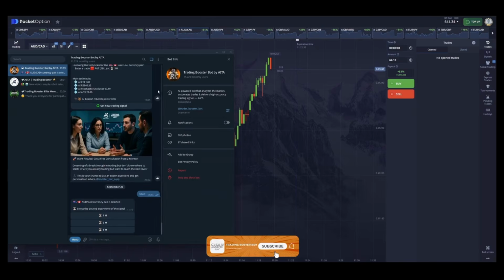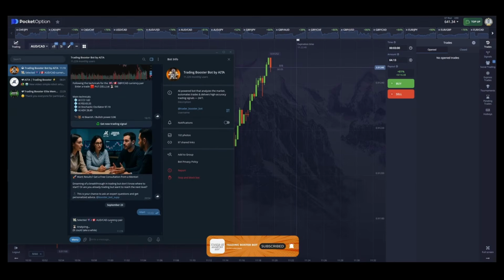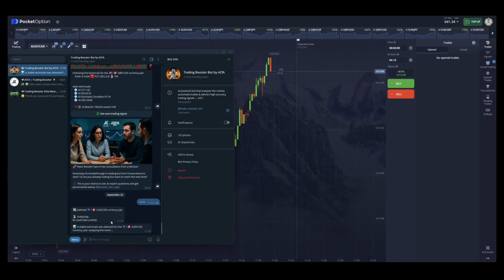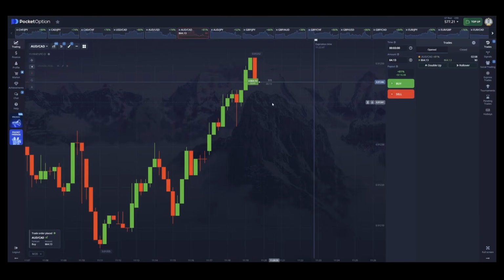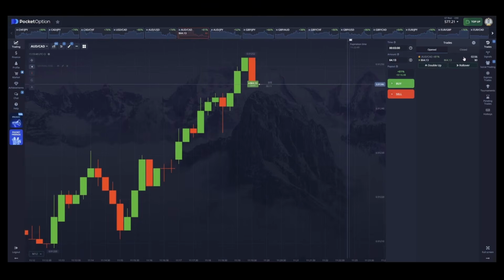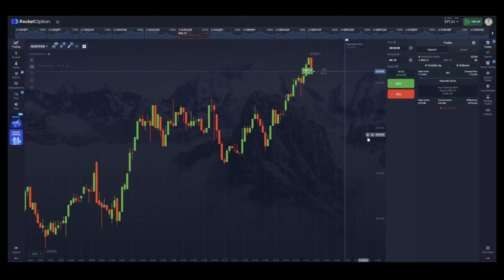I'm double checking the trade time, using 3 minutes, and now we wait for a signal from the bot. What will it tell us? It gives us a buy signal. Right from here, we open a 3-minute buy trade for $64. And now, we just wait for the result.